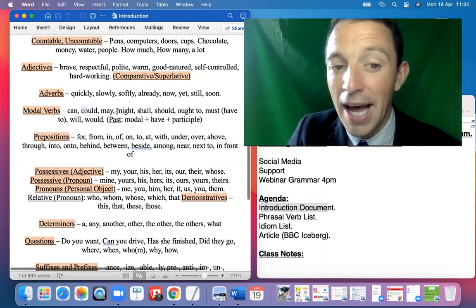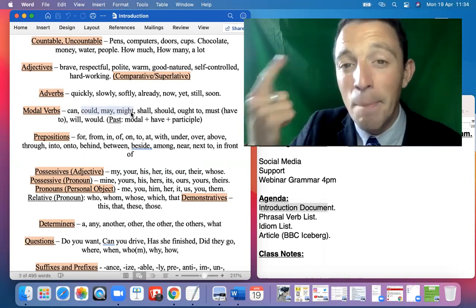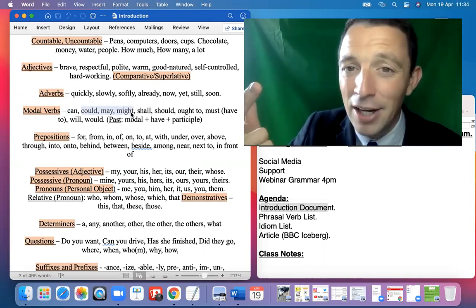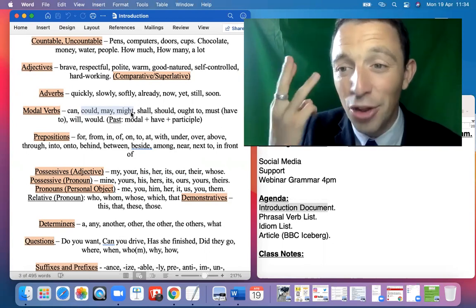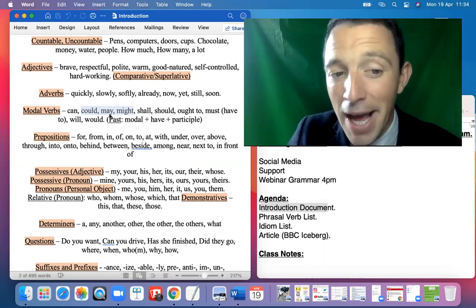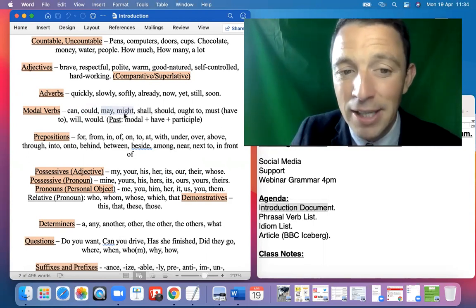Could, may, and might are for possibilities and options. I could go to the cinema. I might go to the shop. I may go to the movies. Okay, so it's possibilities, options, and the three are very similar. Maybe, may, and might are a little more polite, but in general, they're very, very similar.